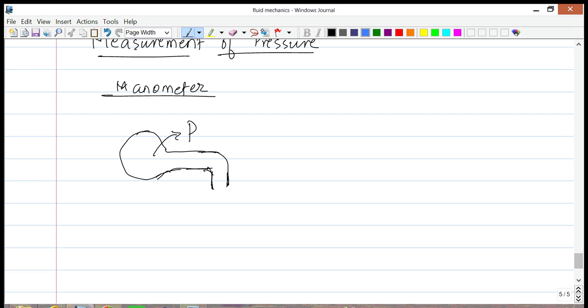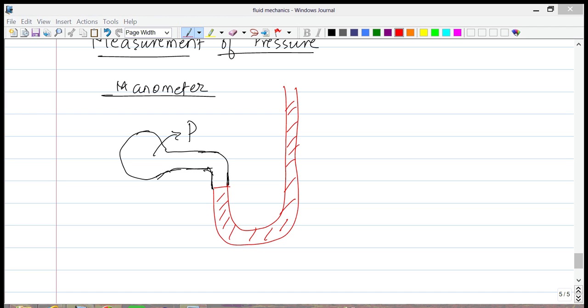So what you do is you attach it to this manometer, which is a U-shaped tube that goes like so. Now there is fluid in this U-shaped tube, and we want to know what the pressure P is on this side. What we know is that the right-hand side is exposed to the atmosphere.